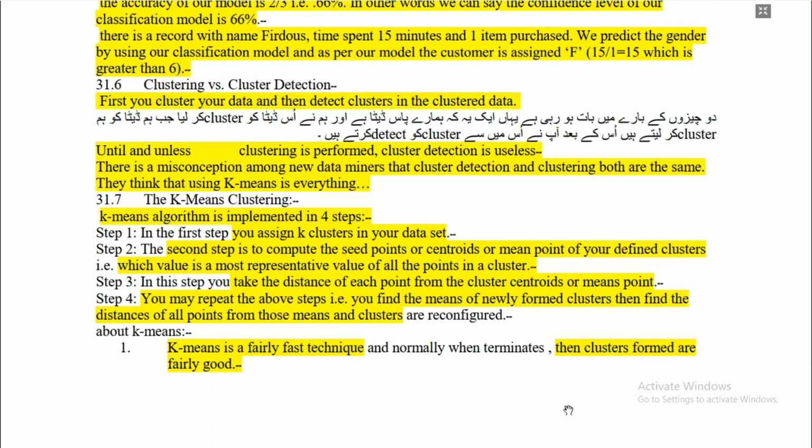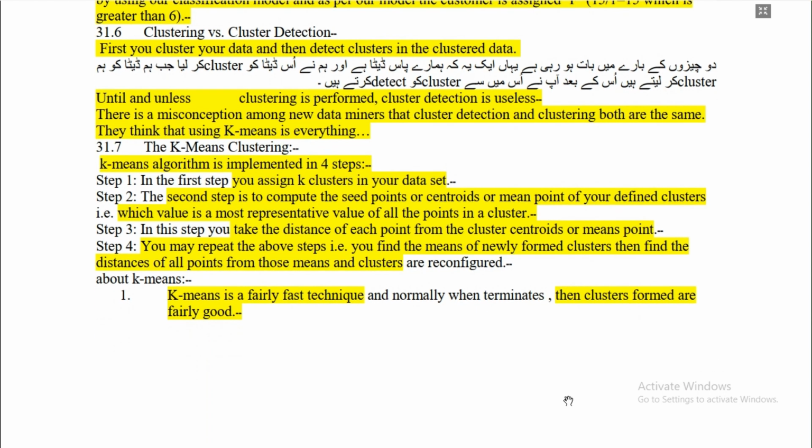31.7 The k-means clustering. The k-means algorithm is implemented in 4 steps. Step 1. In the first step you assign k clusters in your dataset. Step 2. The second step is to compute the seed points or centroids or mean point of your defined clusters, i.e. which value is the most representative value of all the points in a cluster. Step 3. In this step you take the distance of each point from the cluster centroids or mean points.